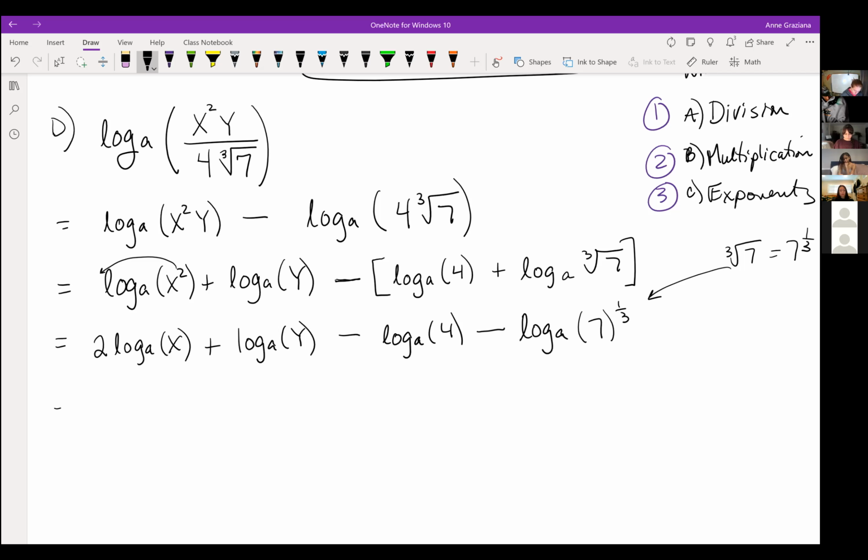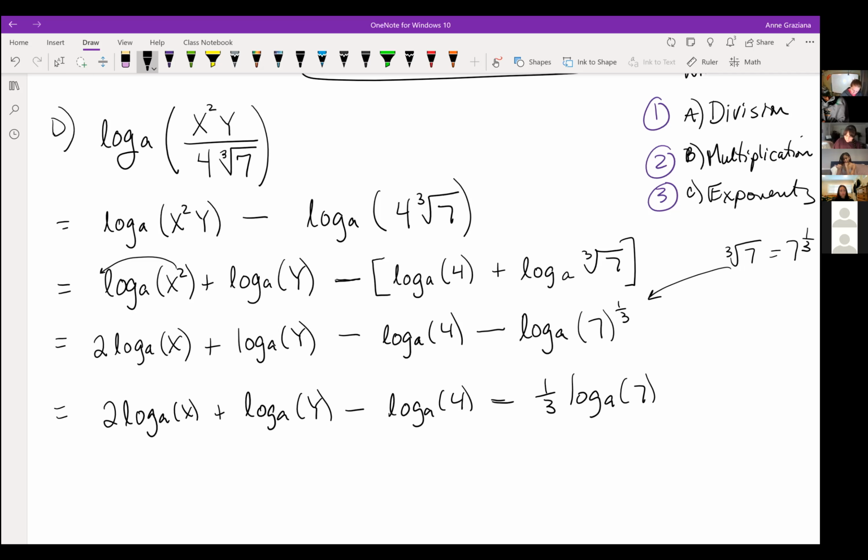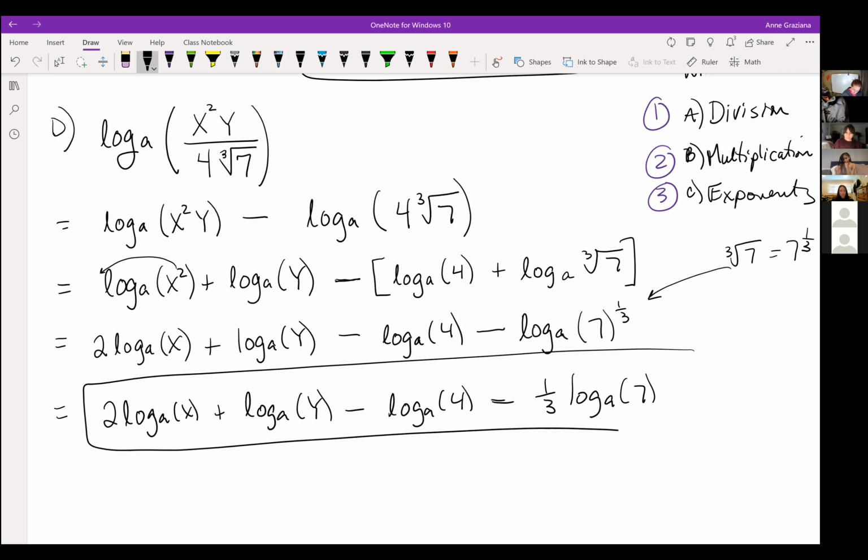And then I do have to write this one more time. So 2 times log base A of x plus log base A of y minus log base A of 4 minus 1/3 log base A of 7. And that is completely expanded. That's a lot of stuff. That's everything.